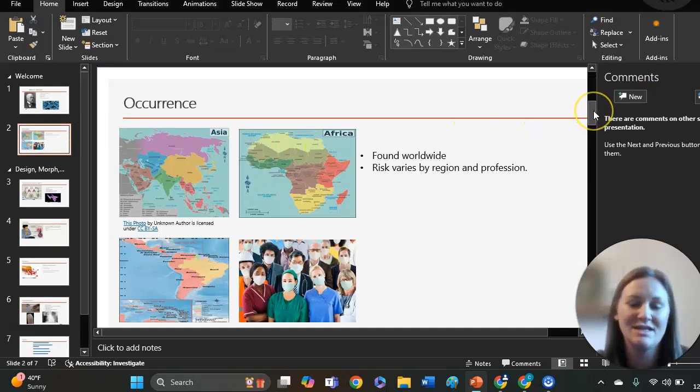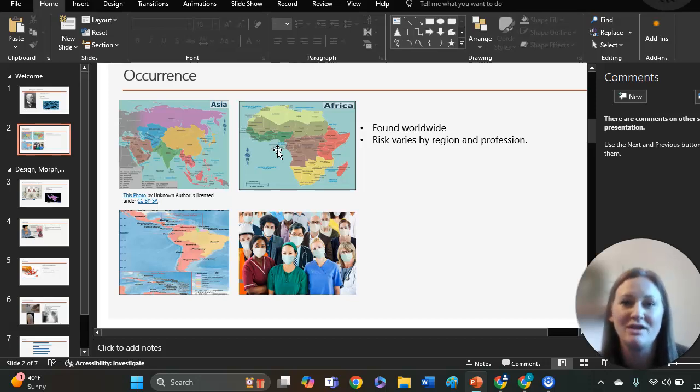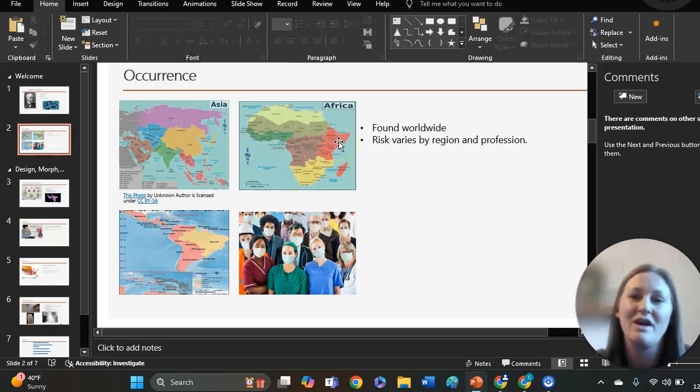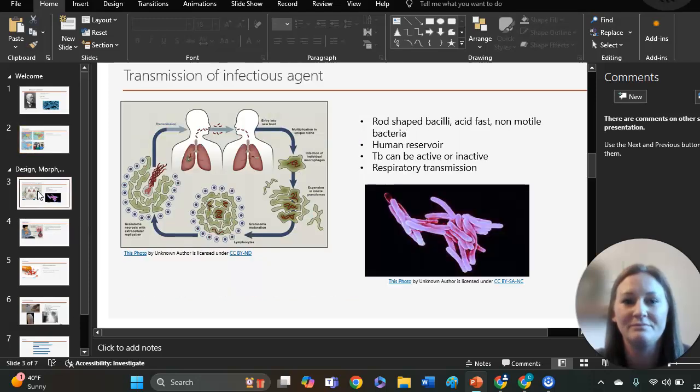The occurrence of the disease, it happens all over the world. It's found worldwide, and the risks vary by region and profession. So if you were born in a place like Asia, Africa, Latin America, you have a higher risk of having the disease because the numbers are higher there. Also, if you travel to those places, you're at a higher risk as well. And if you're a healthcare worker and you're in direct patient contact with someone who has active tuberculosis, then you are putting yourself at risk, or you're at higher risk of contracting it.